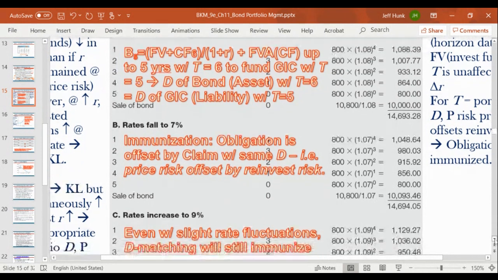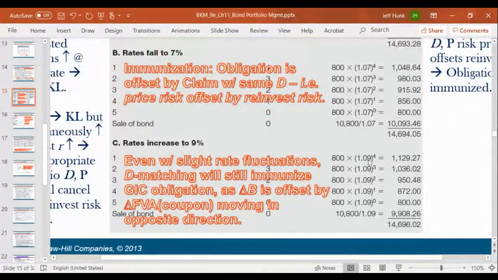And then even if rate increases to 9%, the cash flow reinvested will end up in a greater future value, whereas the terminal payment is discounted more. So what you lose here is more than offset by what you gain here. And in this case, what you lose here is more than offset by what you gain here, right? Make sense?